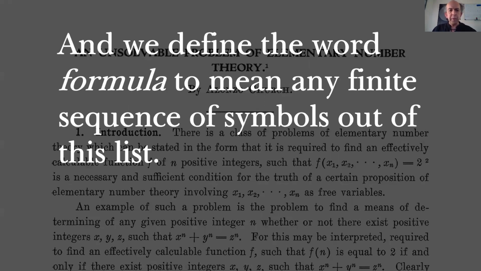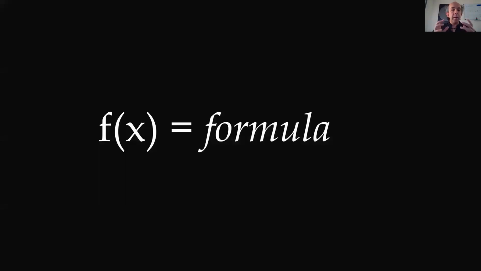Now, we define the word formula to mean any finite sequence of symbols out of this list. So he's talking about really grammar. Now, historically, the way people thought of functions is a function is a separate kind of thing. It is somehow separate from all the other things that we may talk about that have values. And so it is not a thing with a value, it's a special construct. So we might write a formula f like this, f of x, takes parameter x with respect to a formula.